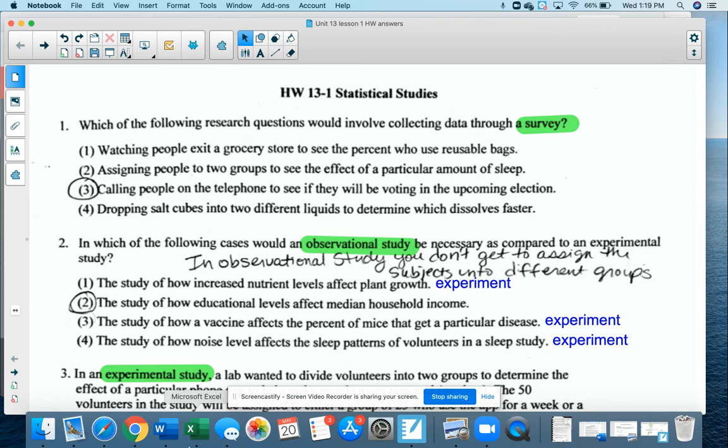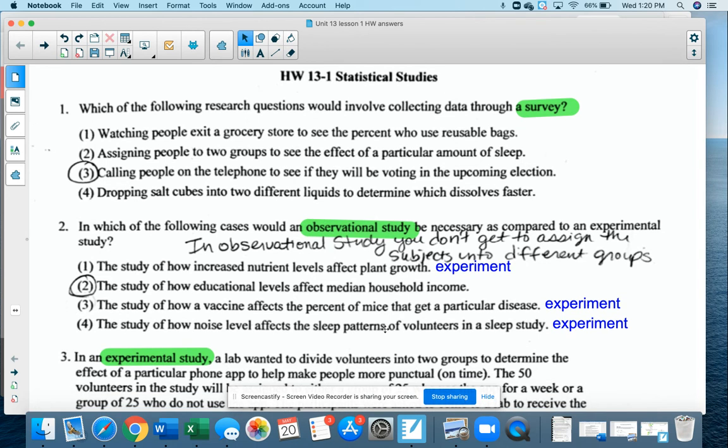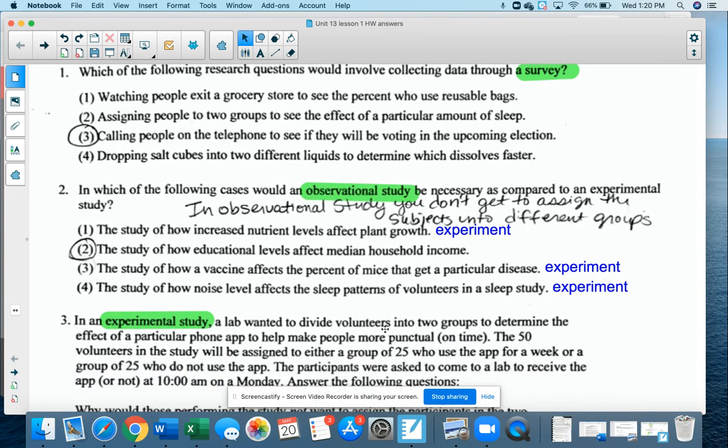So choice 2, which of the following cases would an observational study be necessary as compared to experimental? So remember, in an observational study, you're just observing. You're not assigning subjects into groups. You're not controlling what's going on. So choice 2, to study how educational levels affect median household income. Okay, the other ones are all experiments that you're doing. You're controlling something that's going on.